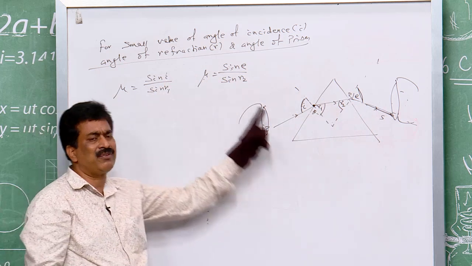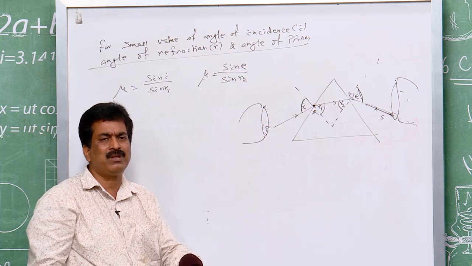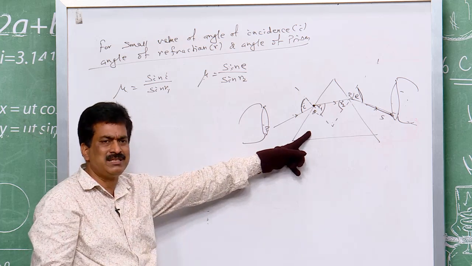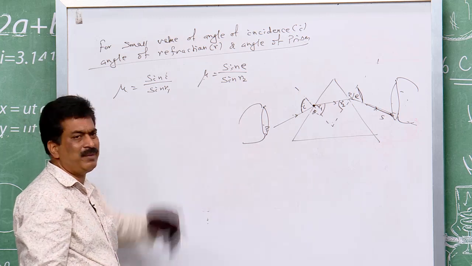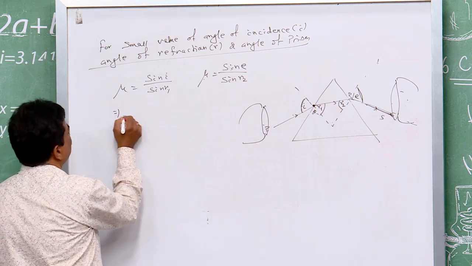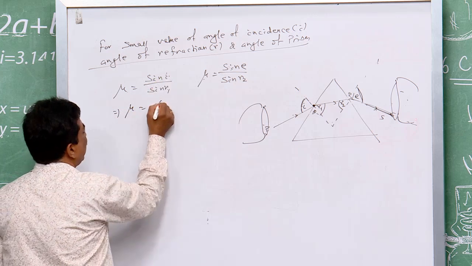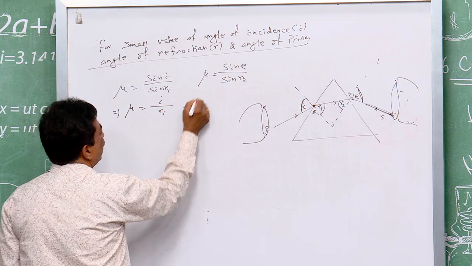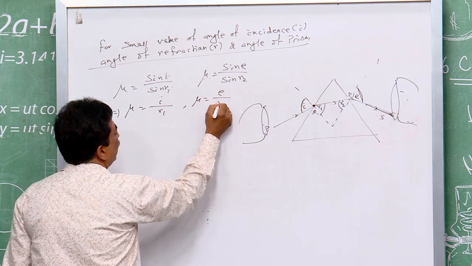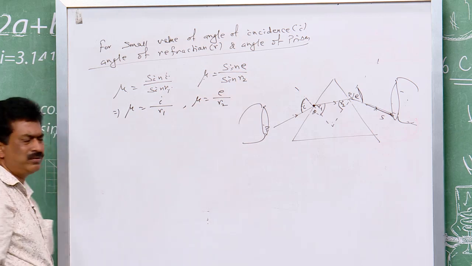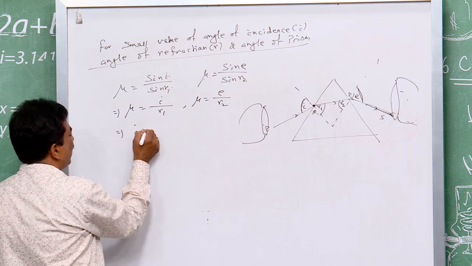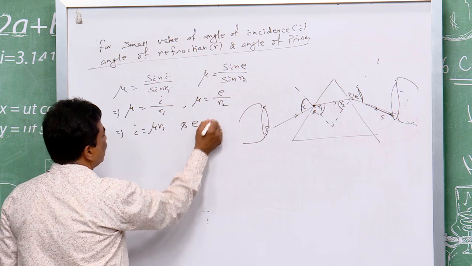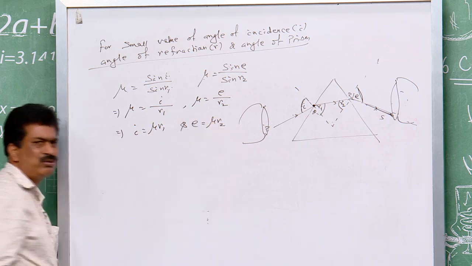As we know, the refractive index varies only if the material's nature changes. Since the same material is there, the mu value will remain the same. Therefore, for the smaller value, sin I by sin R1, and mu is equal to sin E by sin R2. So this implies sin I is equal to mu sin R1 and sin E is equal to mu sin R2.